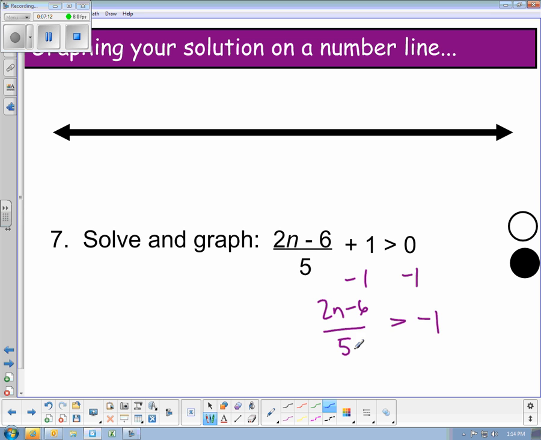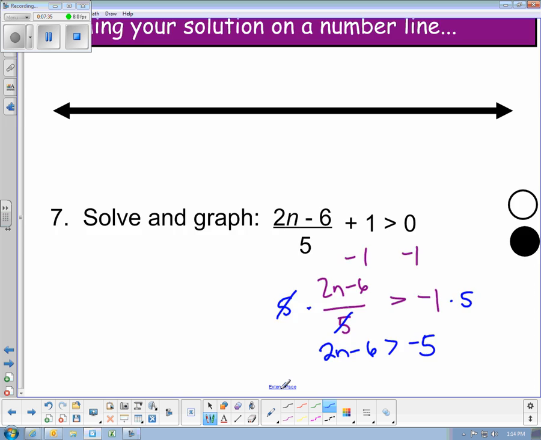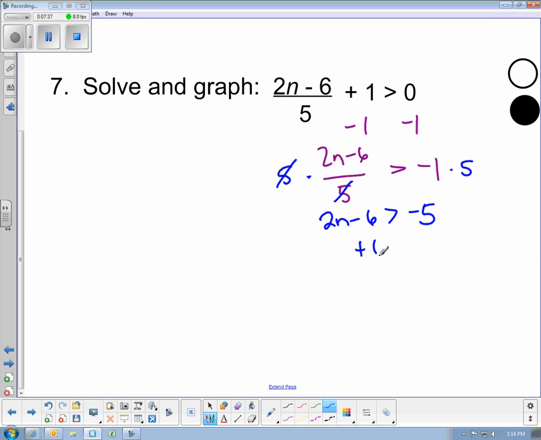Then to get rid of that 5 out of the bottom, I'm going to go ahead and multiply by 5. Because 5 divided by 5 gives me 1, so those cancel out. That leaves me with 2n minus 6. I multiplied by a positive. Again, even though that's a negative, I multiplied by a positive, so I can keep my sign the same. So negative 5, and then I need to finish solving this out, so I'm going to add 6, add 6.